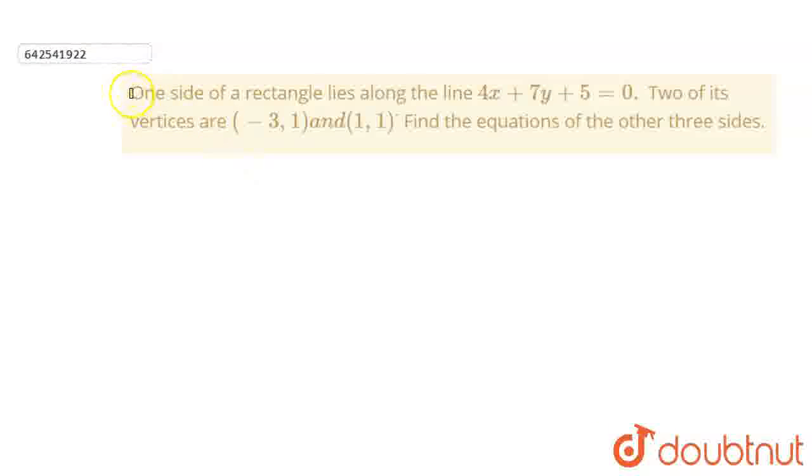Hello student, in this question we are given one side of a rectangle lies along the line 4x plus 7y plus 5 is equal to 0, and two of its vertices are minus 3 comma 1 and 1 comma 1. Then we have to find the equation of the other three sides, right?